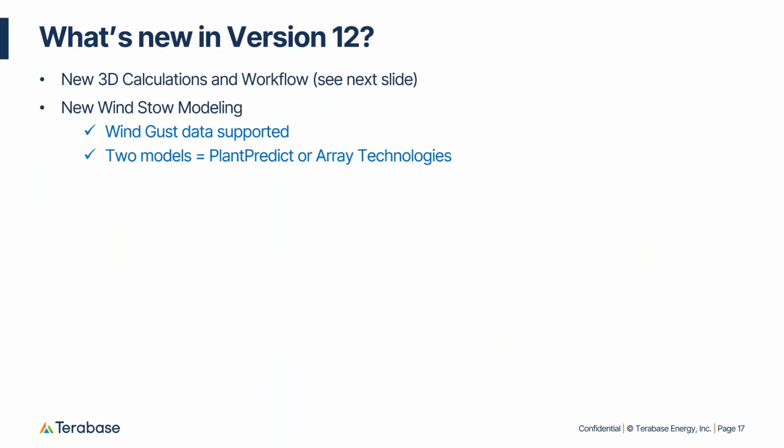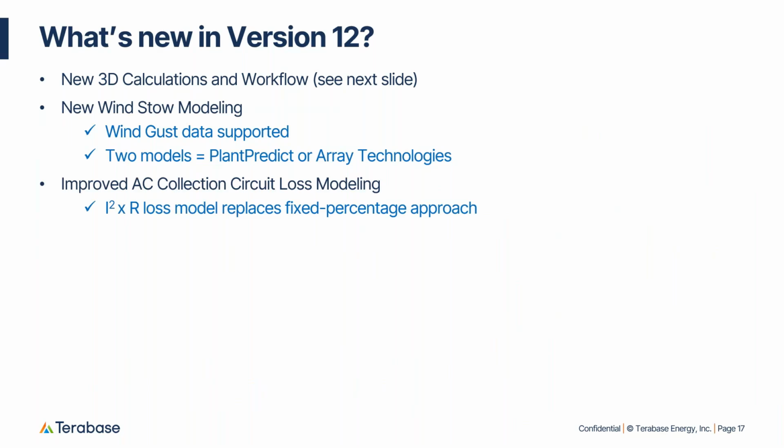We've released a wind-stow model, and to support this, our weather data now supports wind gust data. We have 2 models to choose from, the PlantPredict model or the Array Technologies model through an Array Technologies API. We've improved our AC collection circuit loss modeling. We've replaced a fixed percentage approach with an I²R loss model. This is now similar to how we treat DC circuit losses or transformer winding losses.